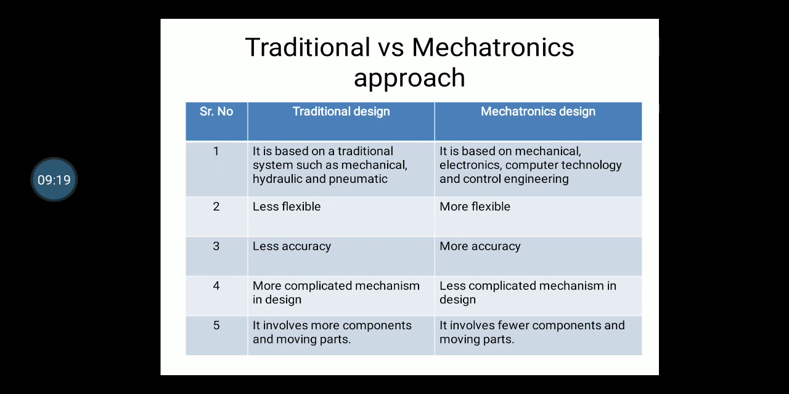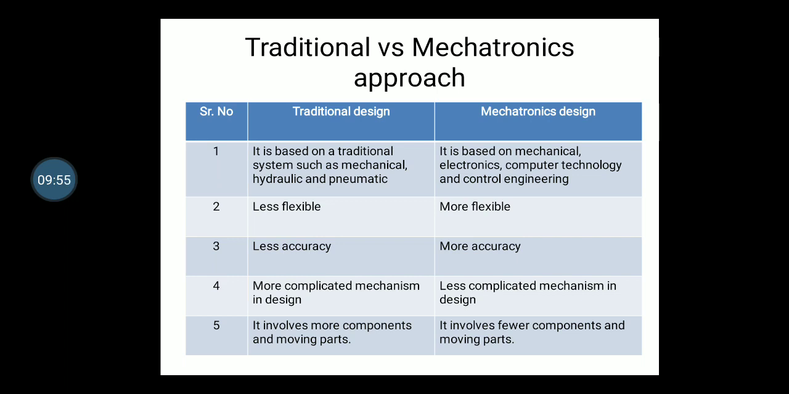Okay, so the next one is traditional versus mechatronics approach. So let us see what was the traditional approach and what is now the mechatronics approach. I have given two columns, traditional design and mechatronics design. The first one is based on traditional systems such as mechanical, hydraulic and pneumatic. So we use hydraulics principle or pneumatic, that is pressure system, in the traditional method. But now it is based on mechanical, electronics, computer technology and control engineering, right? We have seen that just now.